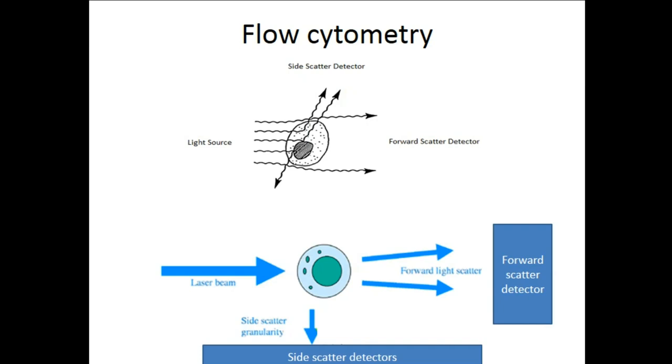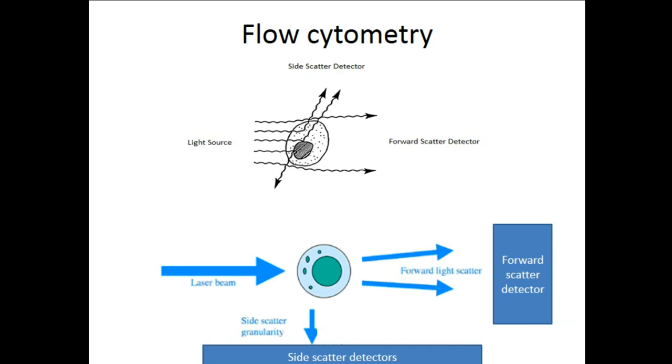Okay? So the forward scatter is essentially when the light shines on a cell, the cell creates a shadow. Here you can see the laser or light source going against the cell, and the light that goes above and below the cell creates a shadow of the cell. That's called forward scatter. So forward scatter gives the flow cytometer an indication of the size of the cell.